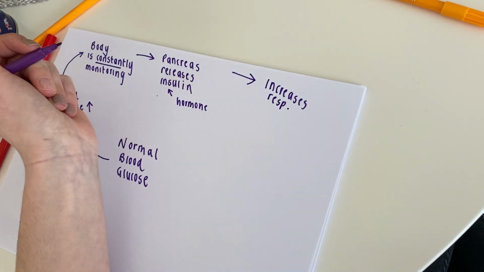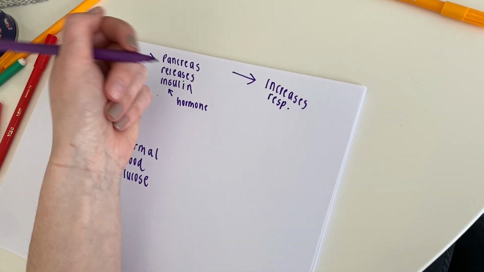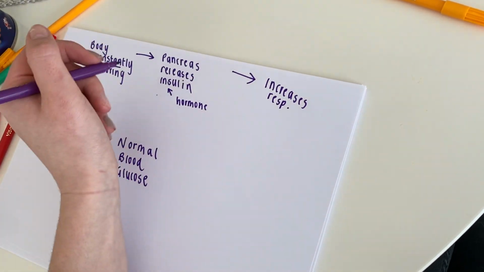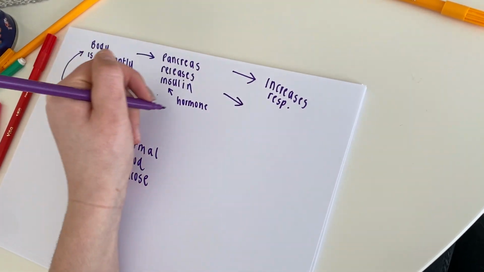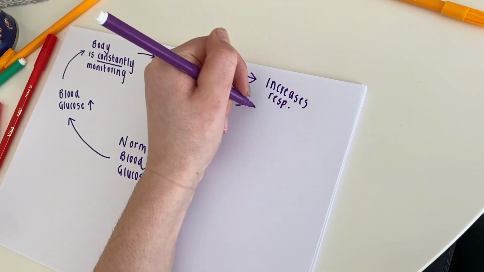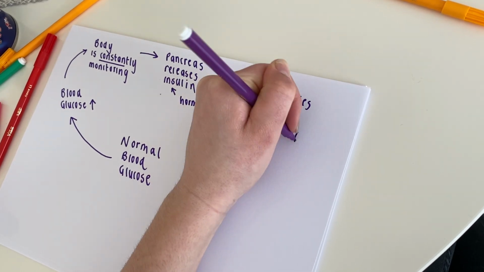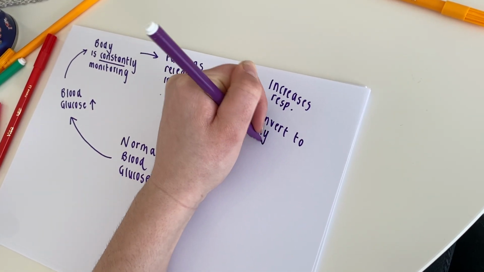Think back to your equation for respiration. Respiration uses glucose. So therefore, if you increase respiration, more glucose is going to be used up. It converts some of that glucose. So we've got excess glucose over here. We need to get rid of it. So we'll take it and we'll change it into something else. We'll convert it to something called glycogen.